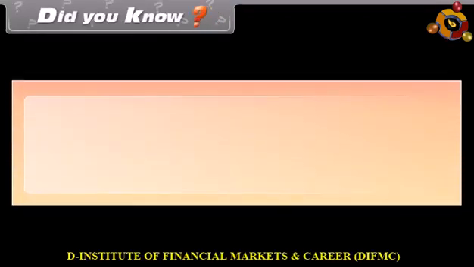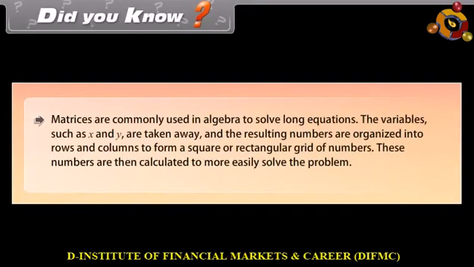Did you know? Matrices are commonly used in algebra to solve long equations. The variables such as X and Y are taken away and the resulting numbers are organized into rows and columns to form a square or rectangular grid of numbers. These numbers are then calculated to more easily solve the problem.